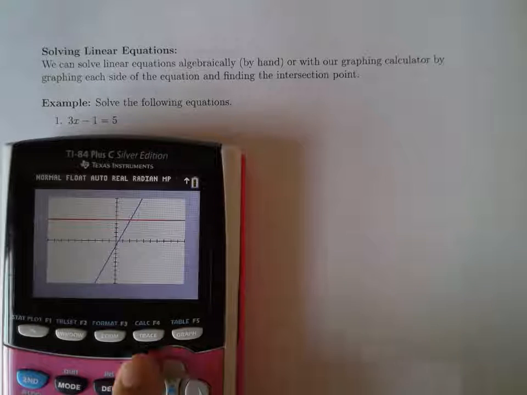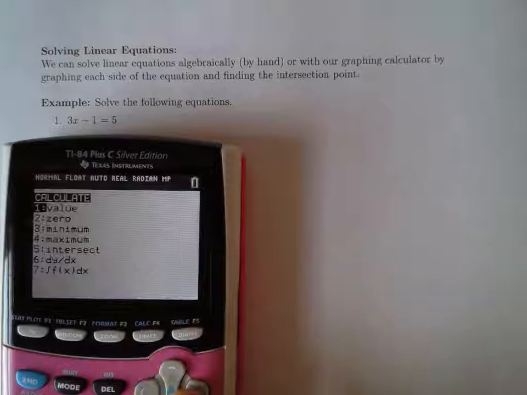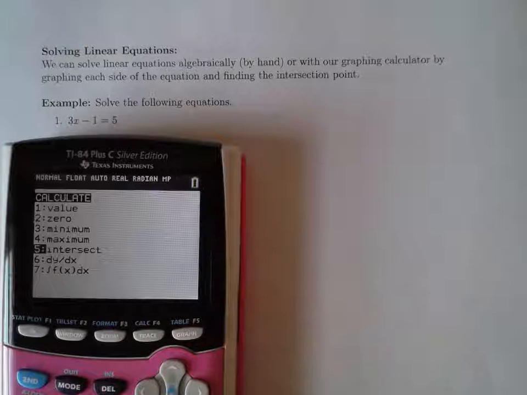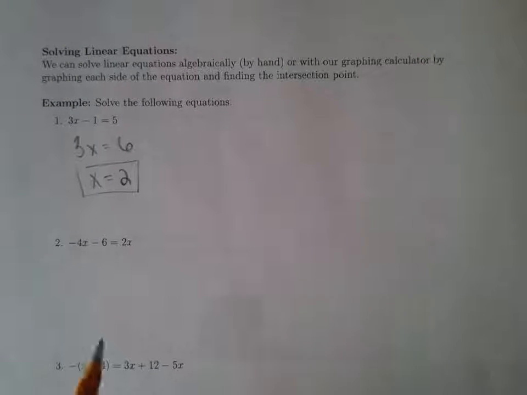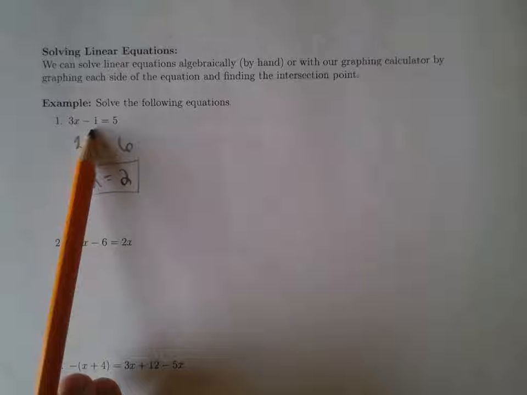Okay, so remember how to find intersection points. We go to second trace, go down to intersect. First curve, second curve, it jumps to our second curve. Now we're telling the calculator to guess, and it brings up exactly x equals 2. So this is one of the reasons why having a graphing calculator for the exam is really good. This one is pretty simple to solve.